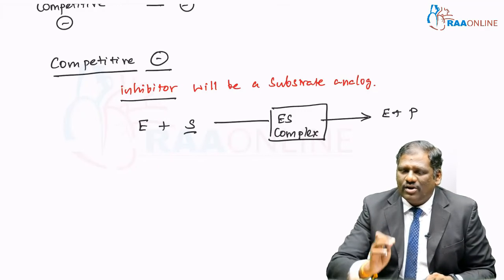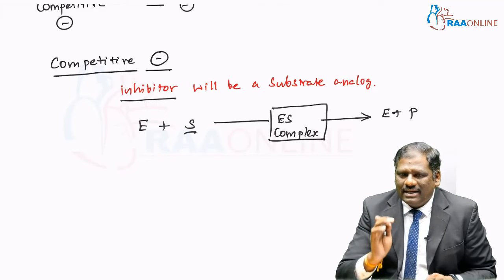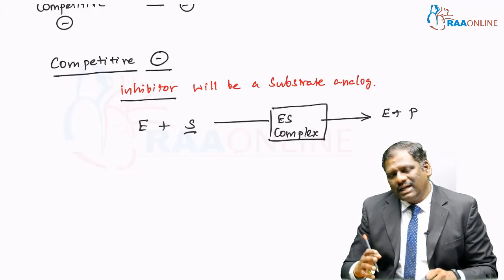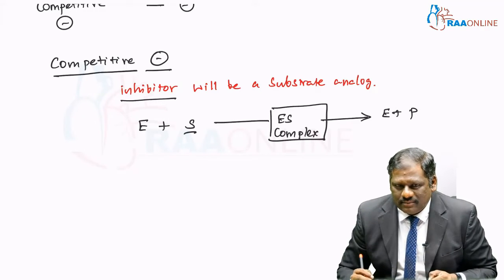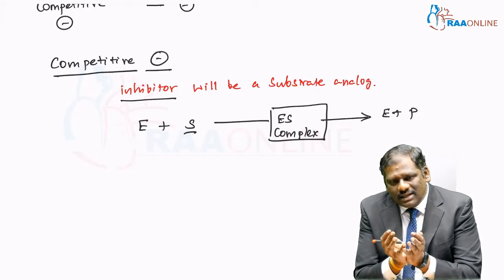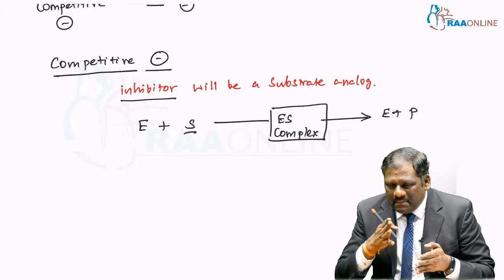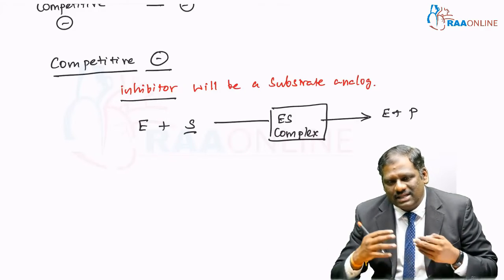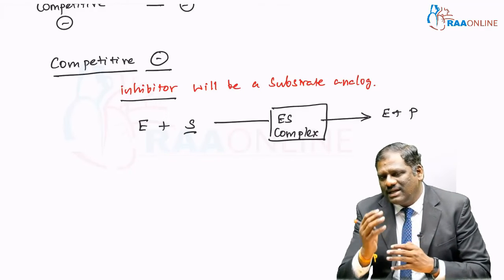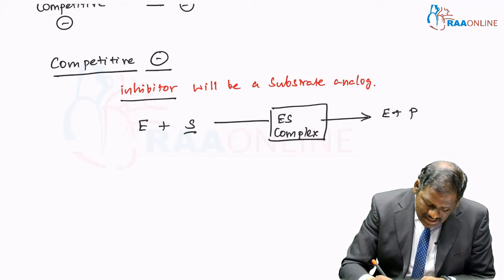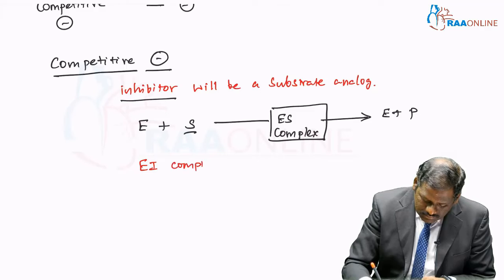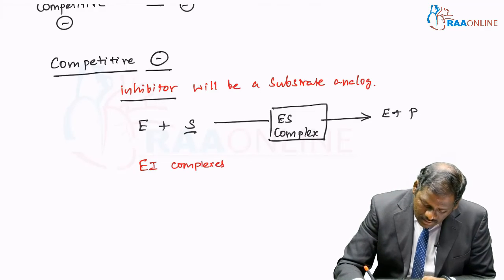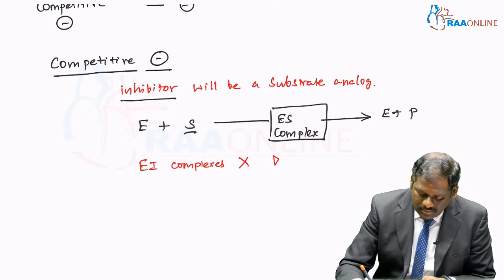Now, if we have a competitive inhibitor here, what does it do? It tries to compete with the substrate for the same catalytic site. The enzyme catalytic site is there, and this inhibitor is going to compete with the substrate for that exact catalytic site itself. Because of this, there will be formation of enzyme inhibitor complexes, which cannot progress to product.